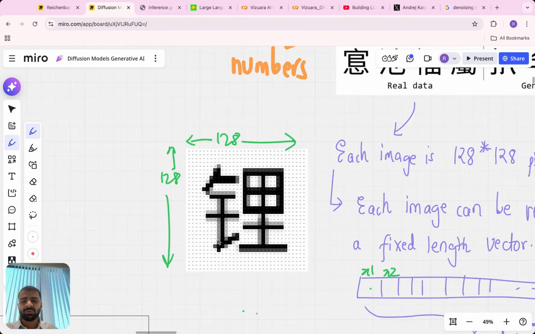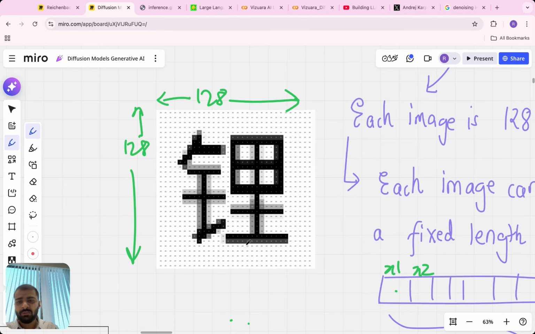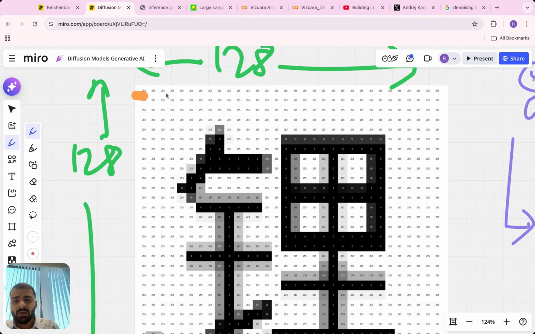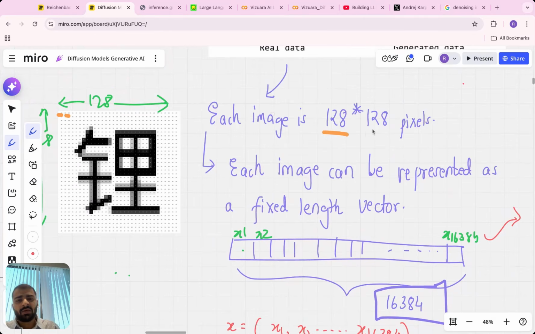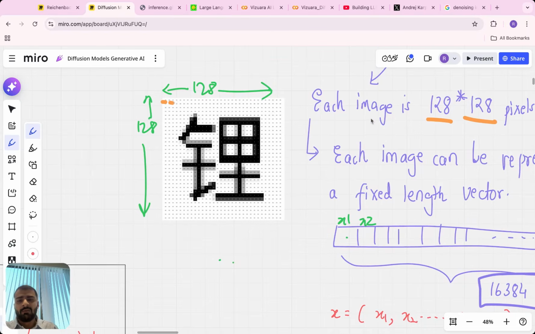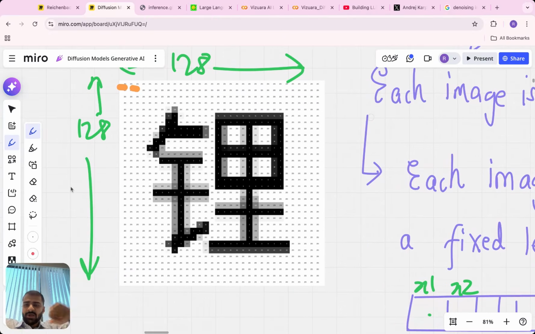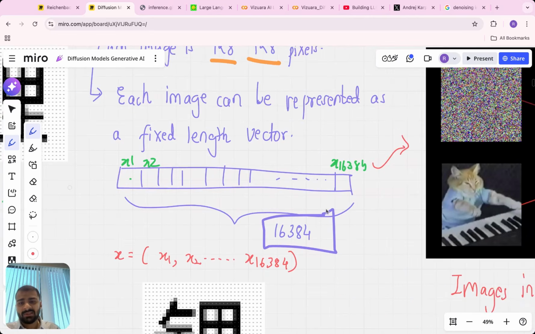The way to do that is to break it down into pixels. I've just zoomed into one of the Chinese symbols, and you'll see that when you zoom into an image, it's just a grid of pixels. So all I need to do is take all these pixels, and if this is 128 by 128 pixels, I will arrange these pixels in a column. Imagine you have this 128 by 128 grid of pixels, you flatten it all out and stretch it into a big vector. That's my vector now, which represents this image.